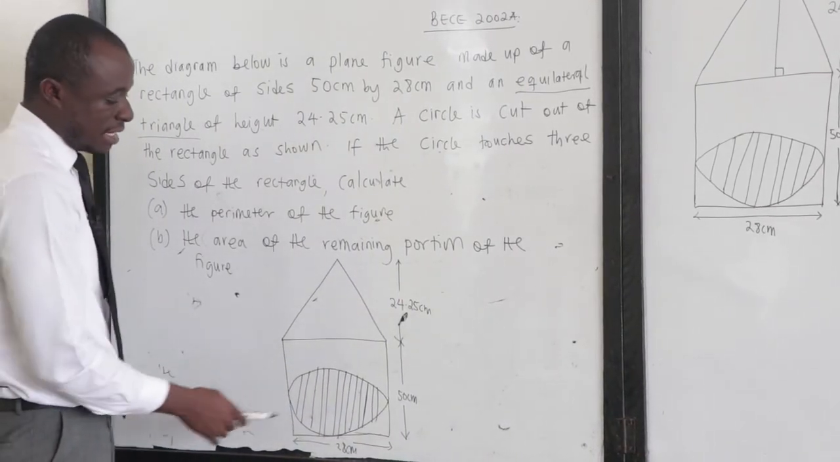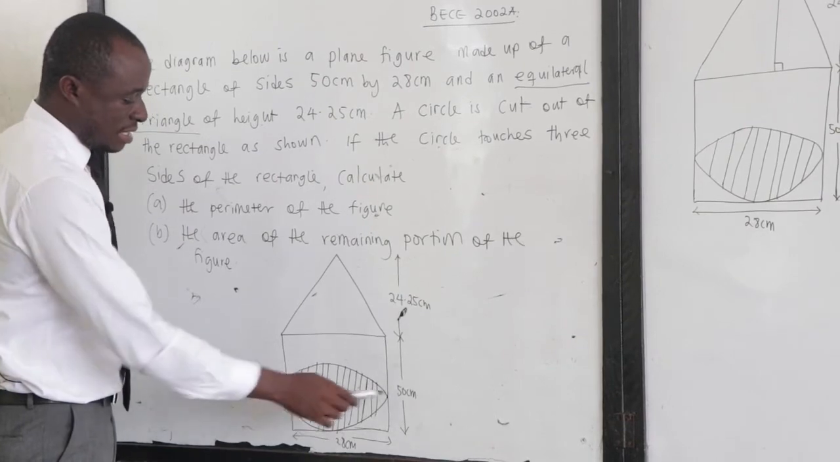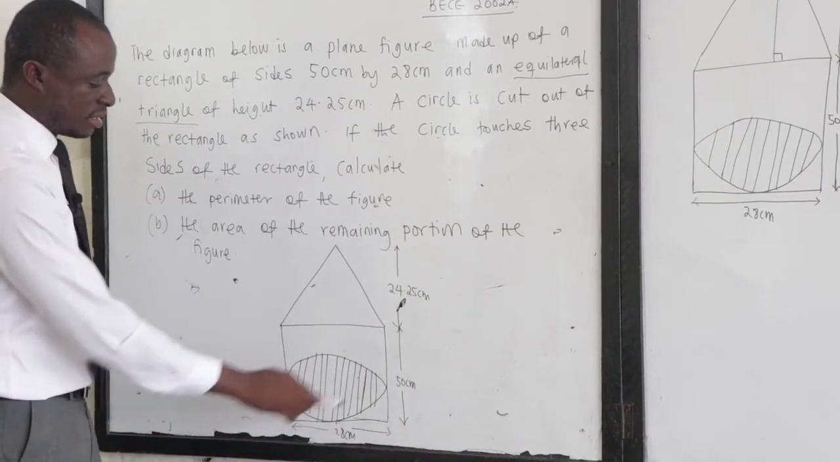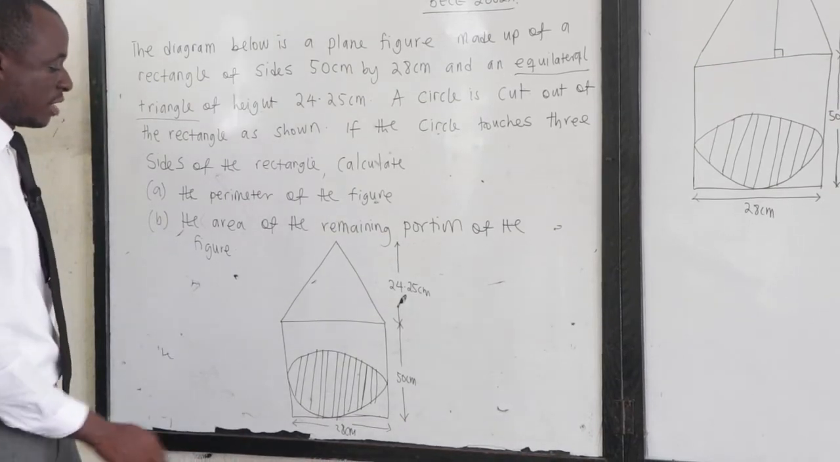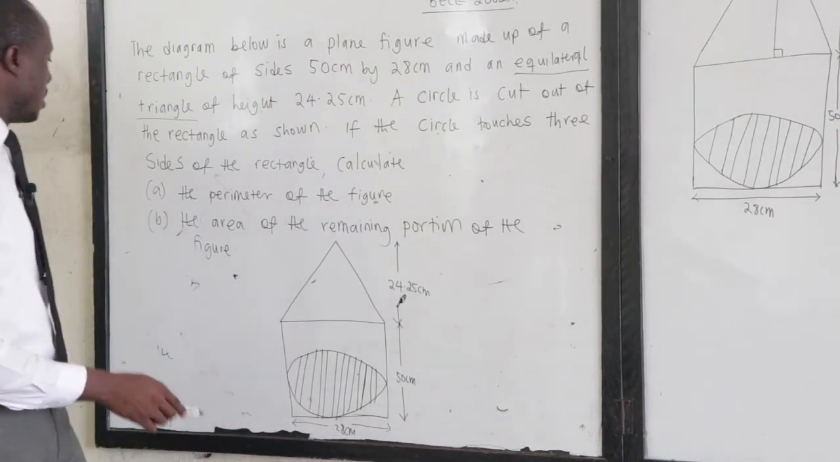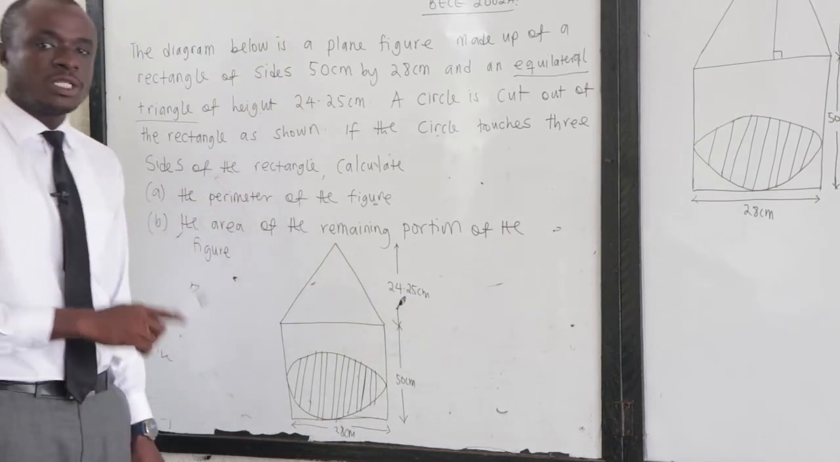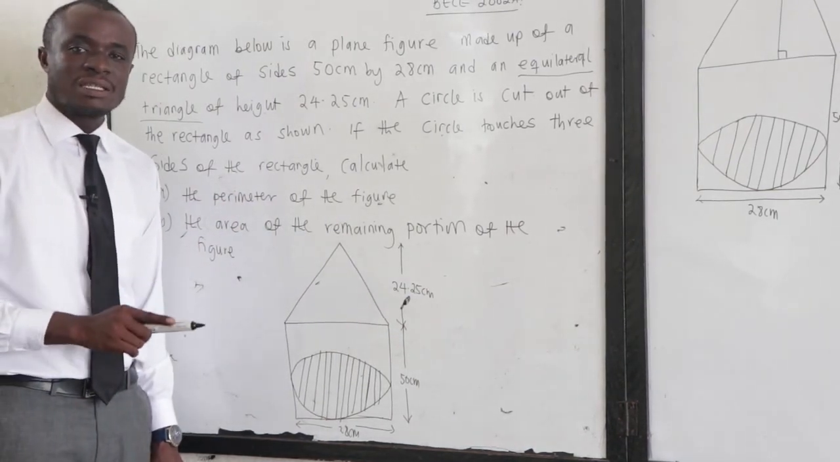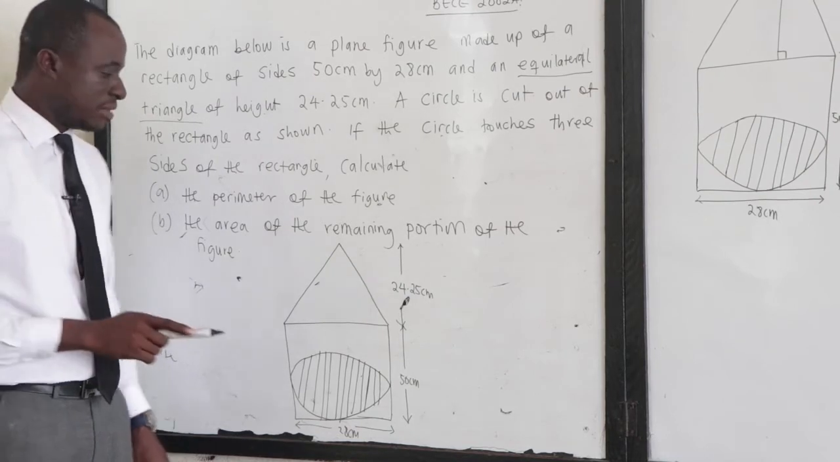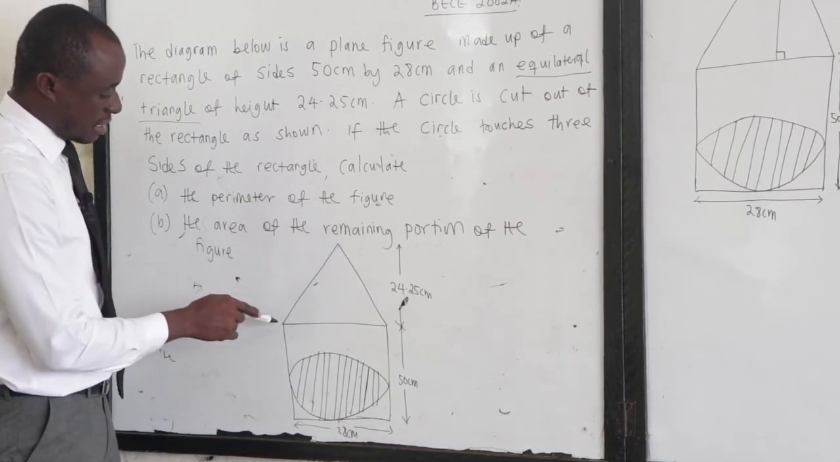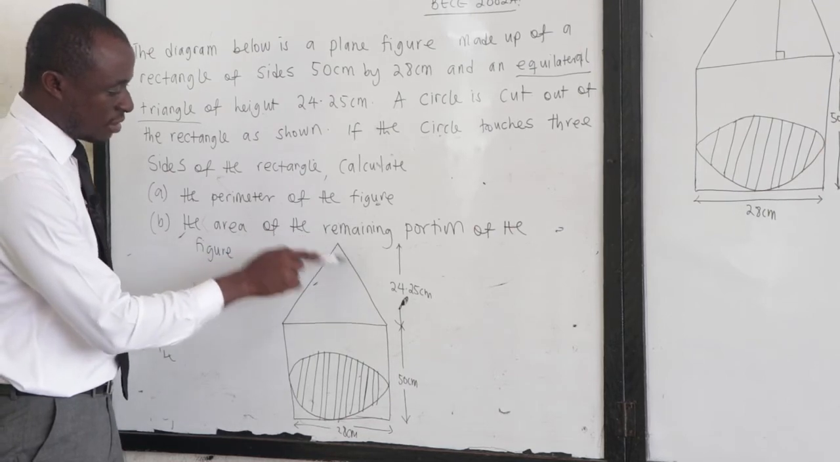What is it telling us? It is telling us that the diameter is the same as 28. That's the down part of the rectangle that we can see there. Now, the first one says you should calculate the perimeter of the figure. What is perimeter? The total distance around a plane figure.